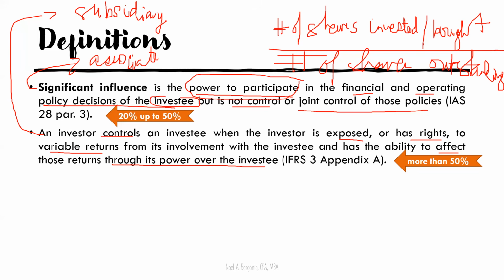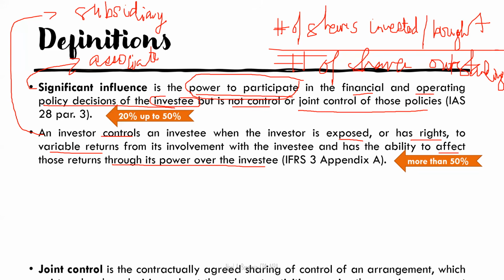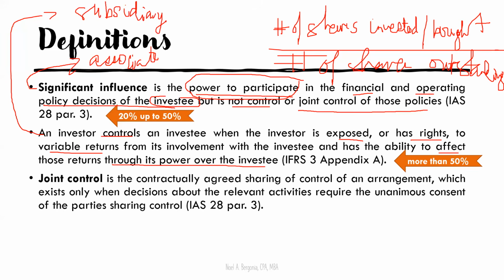Okay? So, moreover, another definition that we need to know would be the joint control. Okay, so pag sinabi po nating joint control as defined in IAS 28 as well, and also in the future you will encounter IFRS number 11, the related IFRS for the joint arrangement. So it defines joint control as contractually agreed sharing of control of an arrangement. So meron po silang arrangement to control, which exists only when the decision about relevant activities requires the unanimous consent of the parties sharing the control.